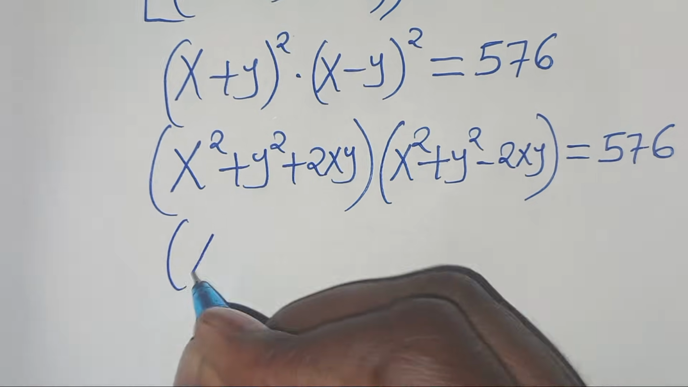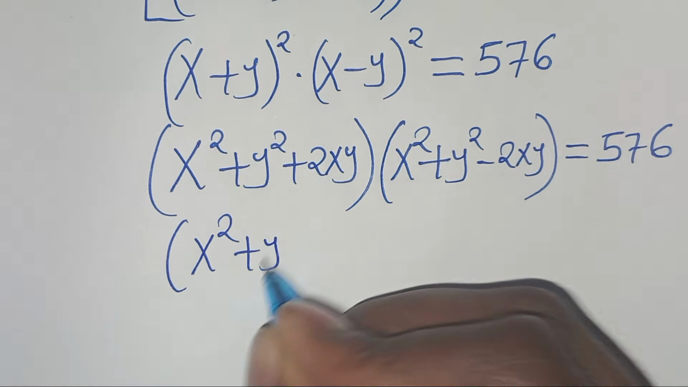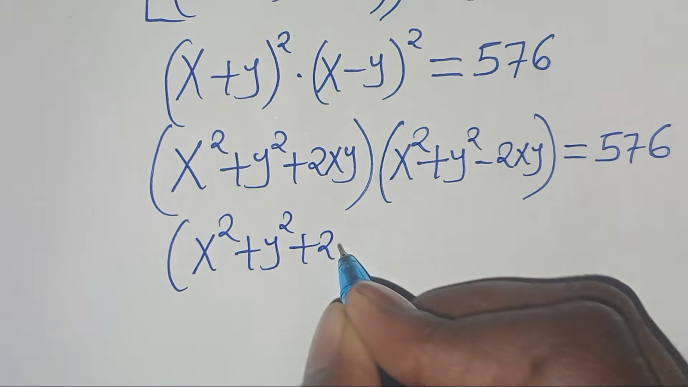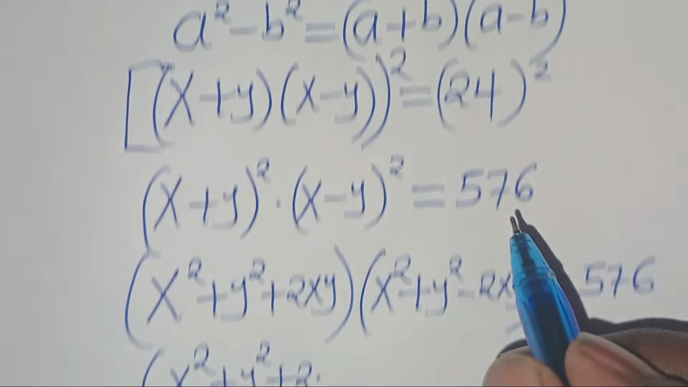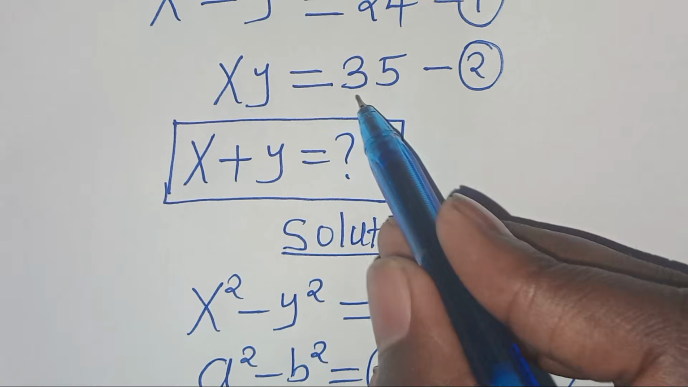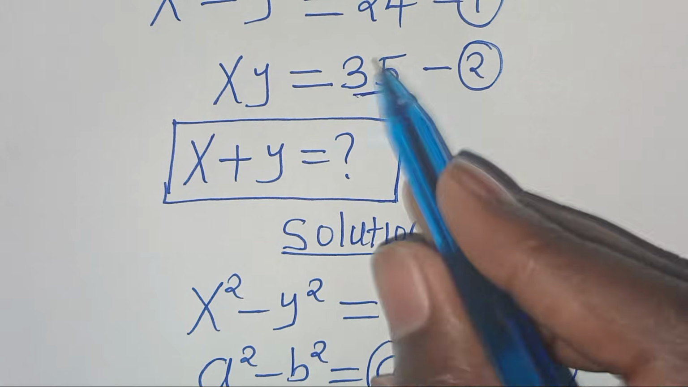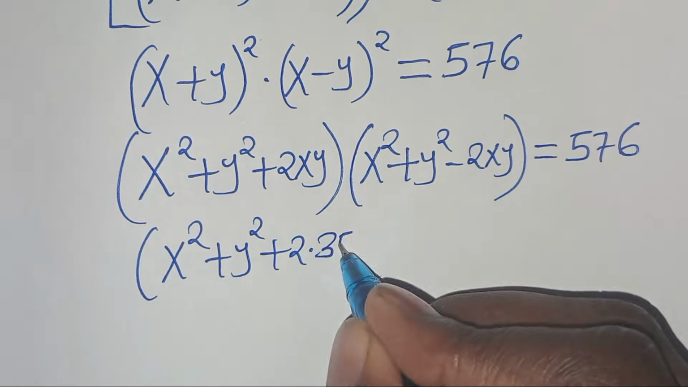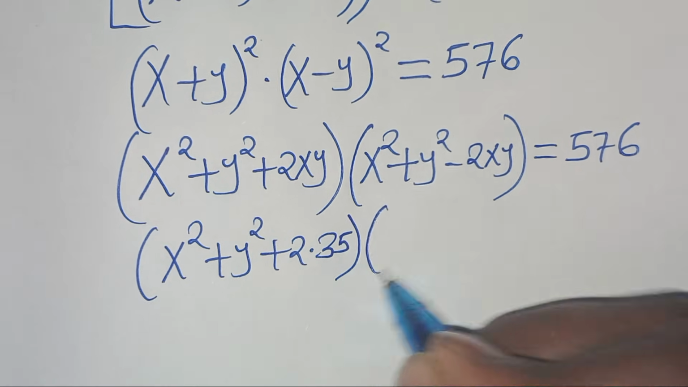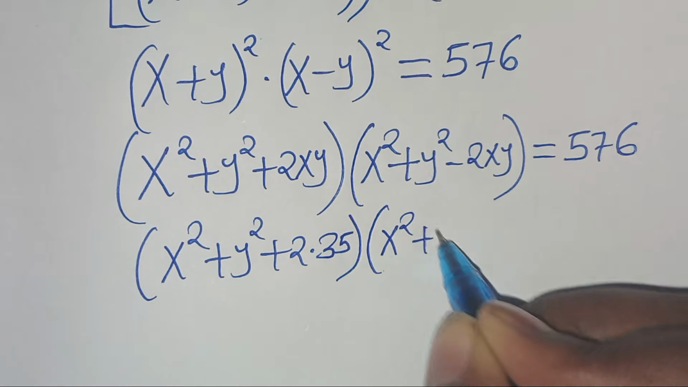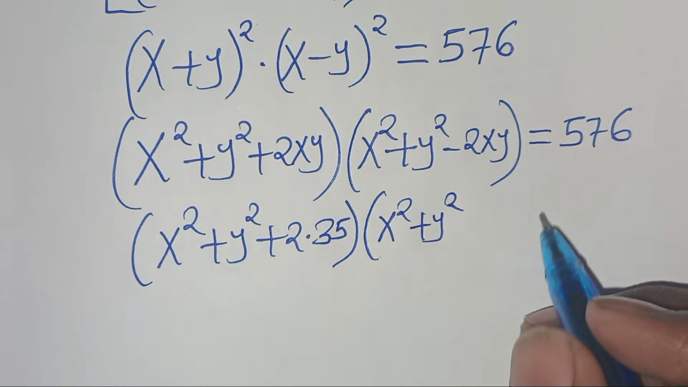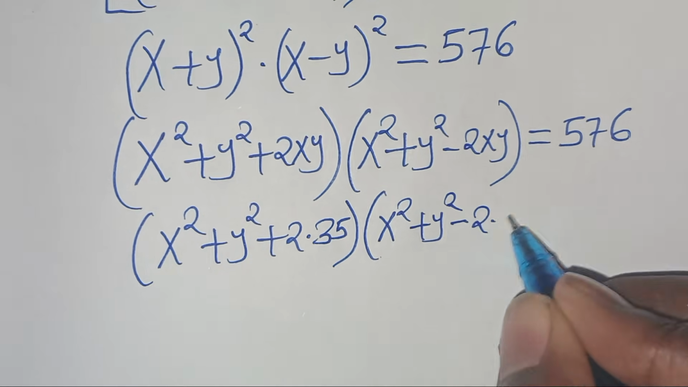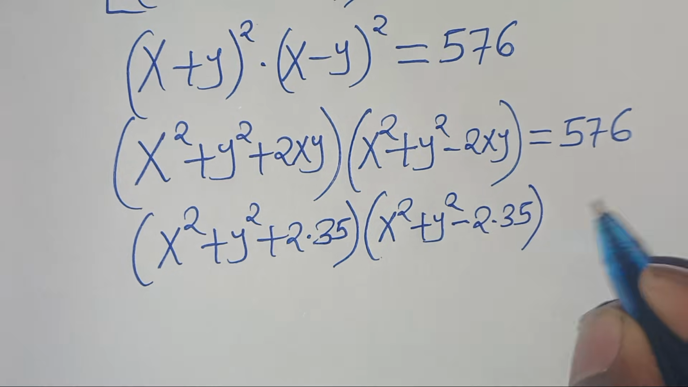Now, this is x to the power of 2 plus y to the power of 2, then plus 2 times xy. xy is equation 2. Equation 2 is 35. xy is equal to 35. So let's substitute 35 here. Then we have x to the power of 2 plus y to the power of 2, then minus 2 times 35.